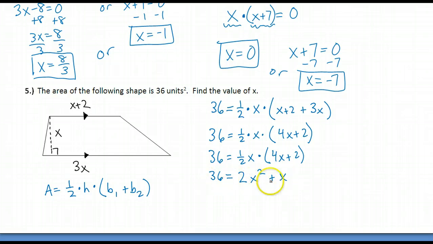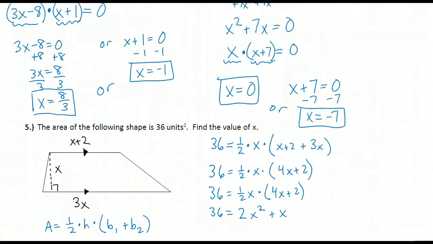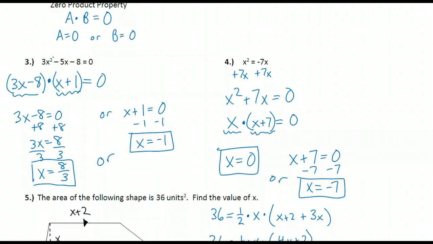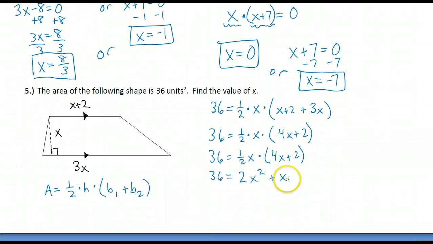Now at this point, I need to solve for x. And the highest power of x is 2. So in order to solve for x, I need to use the zero product property. So I'm going to set this equation equal to 0 by subtracting 36 from both sides. And I'm left with 0 equals 2x squared plus x minus 36.